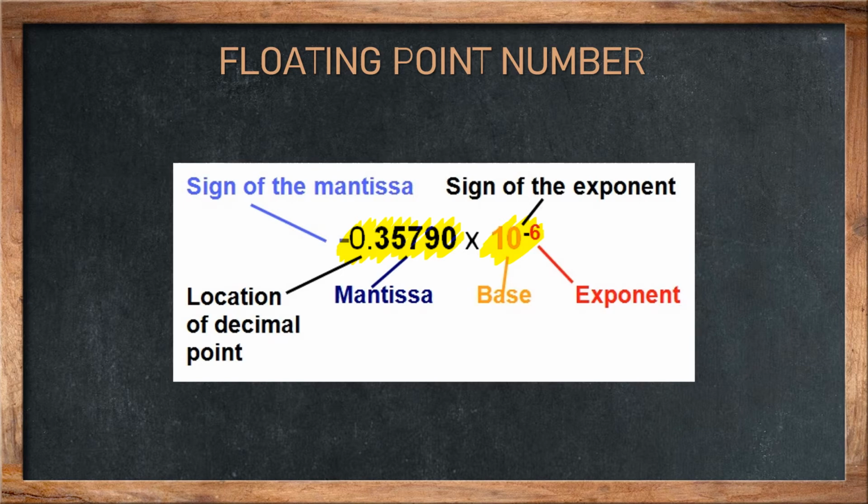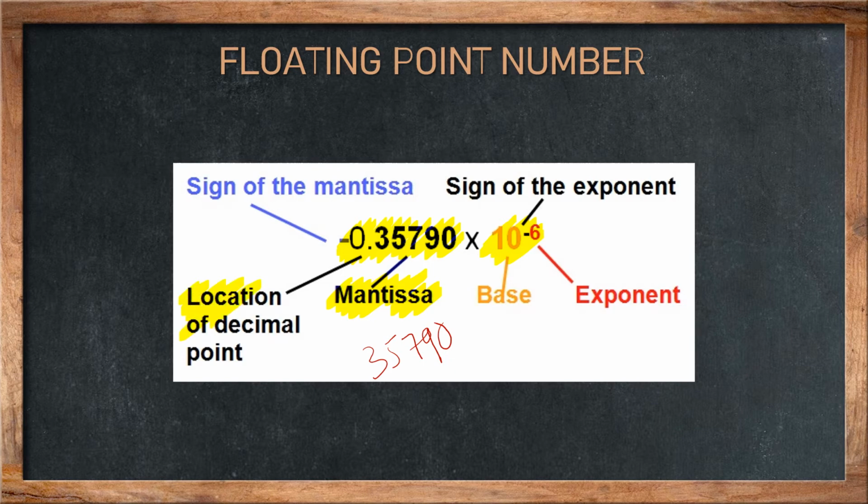So let's understand some different parts, starting with the sign of the mantissa. First, what is the mantissa? The mantissa is the part after the decimal point. So my mantissa is 35790, right? It's easy, right?